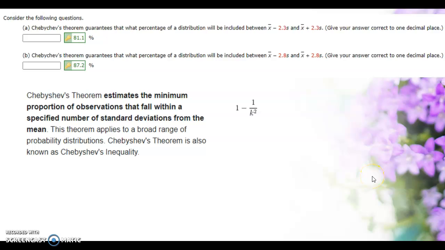This is an example of question number 16 on the web assignment for Chapter 2, where you're asked to apply Chebyshev's theorem to determine the minimum percentage that would lie within a certain number of standard deviations for any distribution. So this is not about normal distribution, so we can't use the empirical rule. So in A, it's saying we want to be within 2.3 standard deviations.